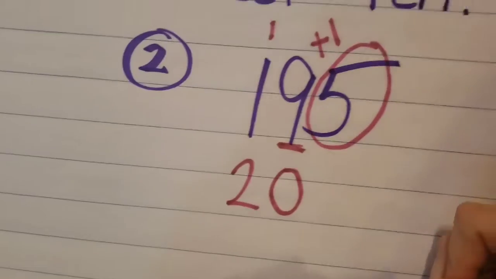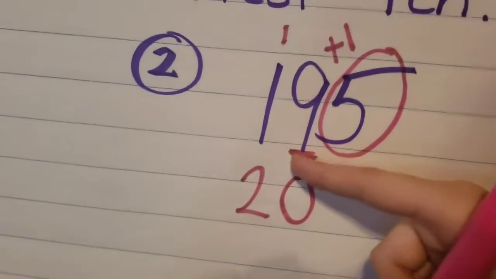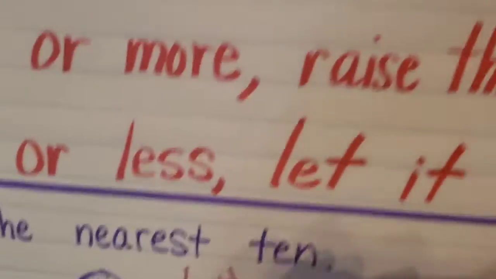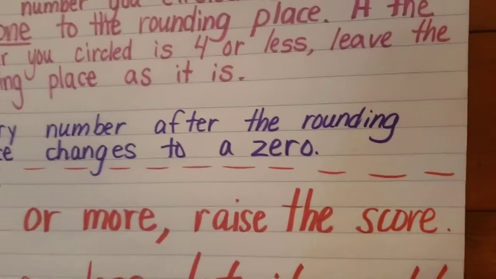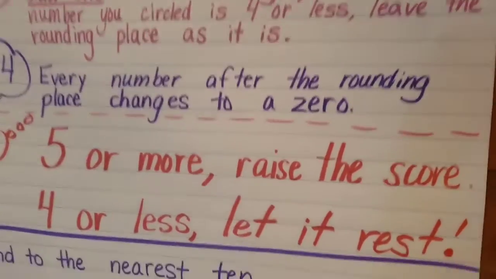So this number rounded to the nearest 10, and again, the number after the rounding place, the last step here, step 4, every number after the rounding place changes to a 0.